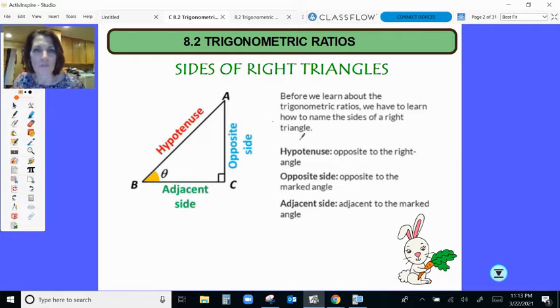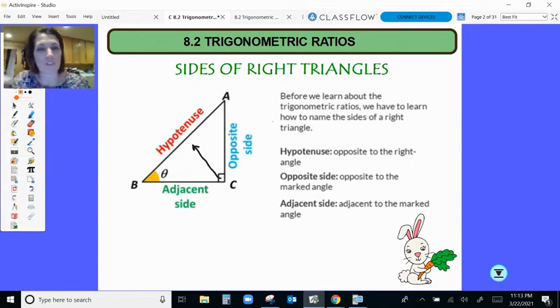Okay. So before we start learning about trig ratios, we need to learn about the names of the different parts of the triangle. So if we have a right triangle, wherever the right angle is, the side opposite of my right angle is my hypotenuse always.